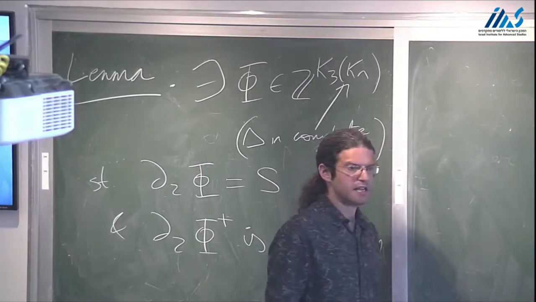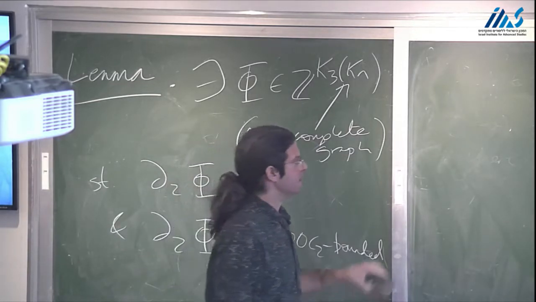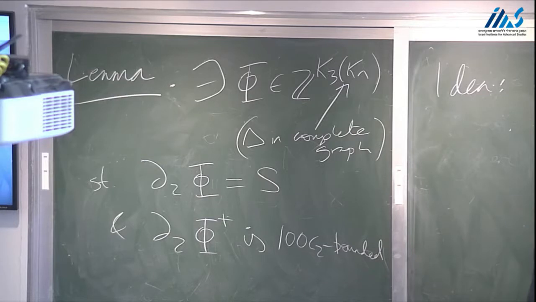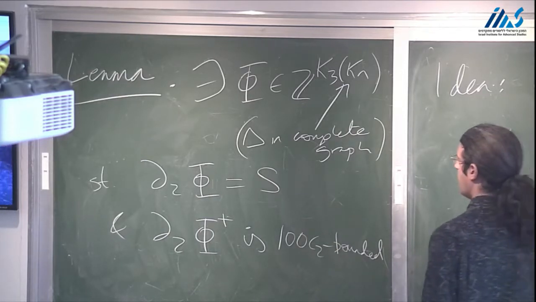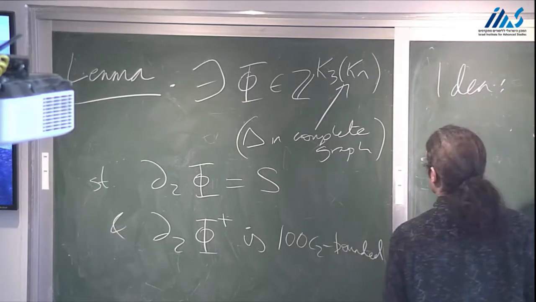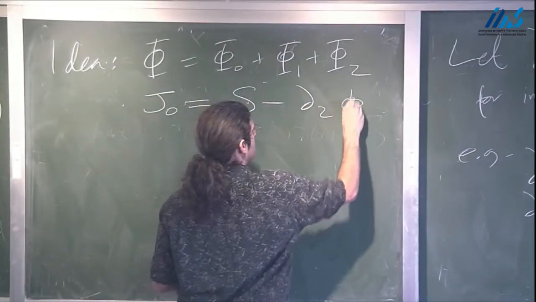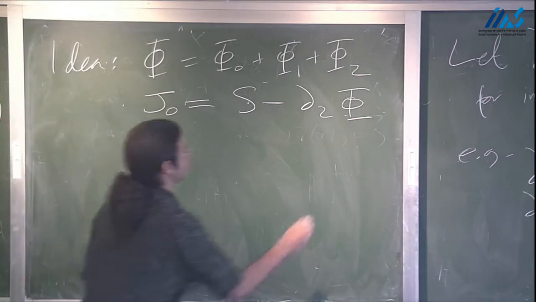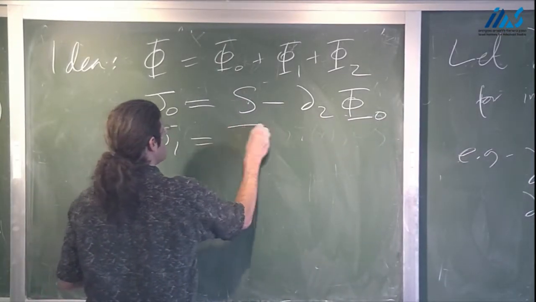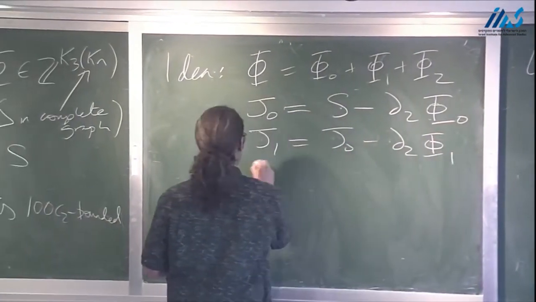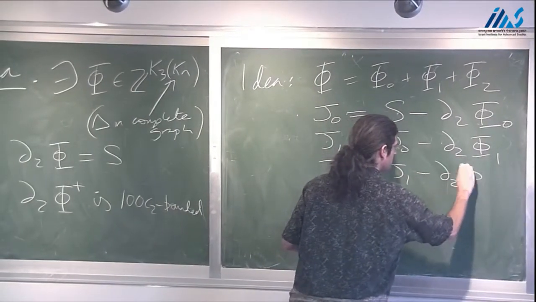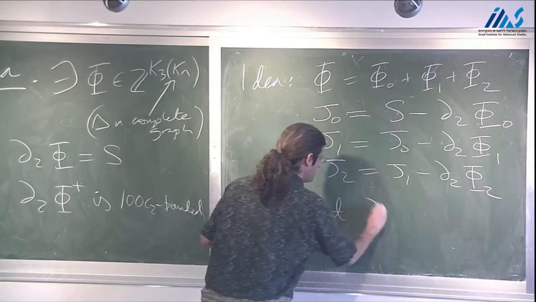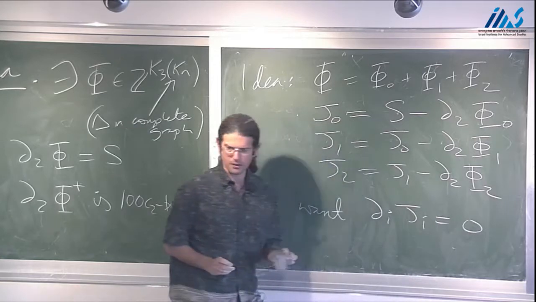Okay, so what's the idea? I'm going to do this in stages, where phi is phi 0 plus phi 1 plus phi 2. We can have J0 equal to what we get by just removing. I'm trying to reduce S to 0 by taking off boundaries of triangles. So first of all, I'll take off phi 0, then I'll have J1. I take off phi 1, I'll have J2 where I take off phi 2, and I'm getting better properties at each time. I want delta i of Ji equal to 0. Okay. So what does this say?